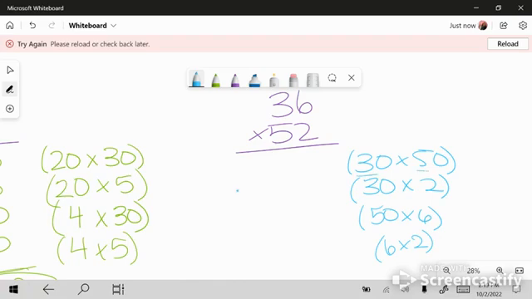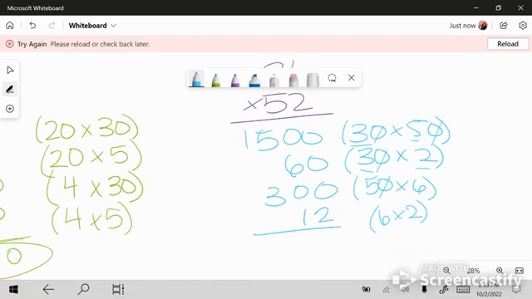3 times 5, 15, and 2 zeros. 3 times 2, 6. Oops, I'm in the wrong place. And 1 zero. 5 times 6 is 30 with 1 zero. And then 6 times 2 is 12. Find the sum of all of these partial products, and you will have your final product.